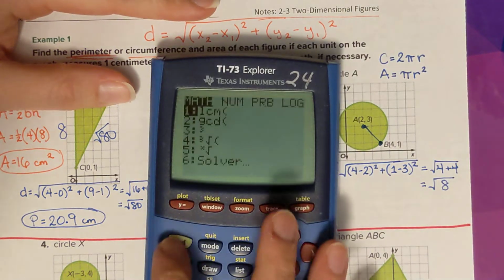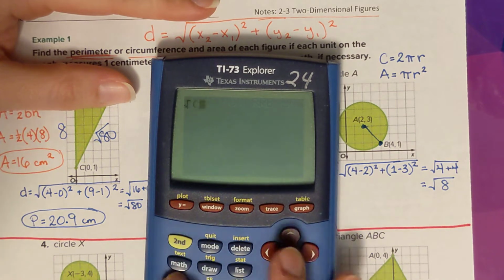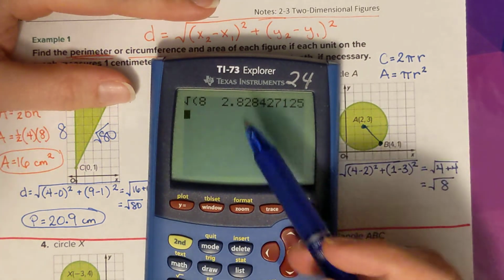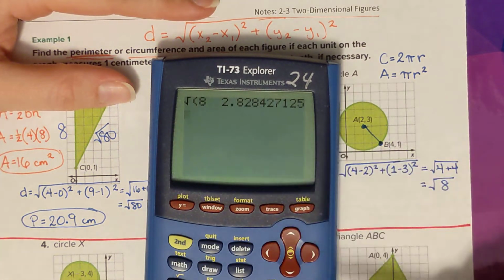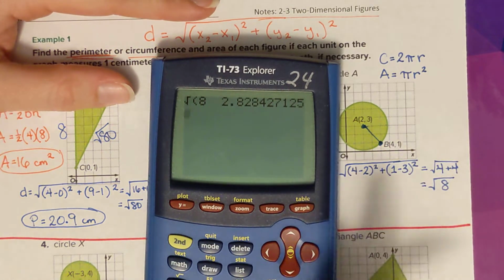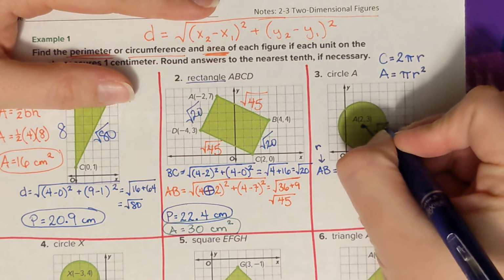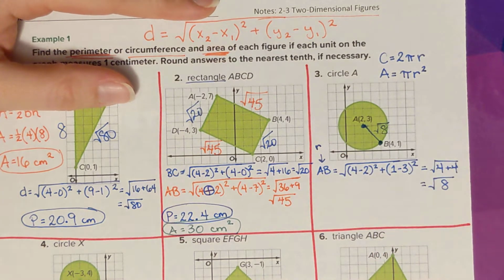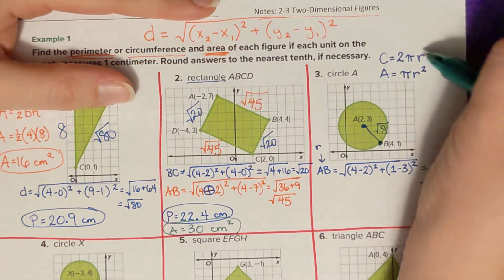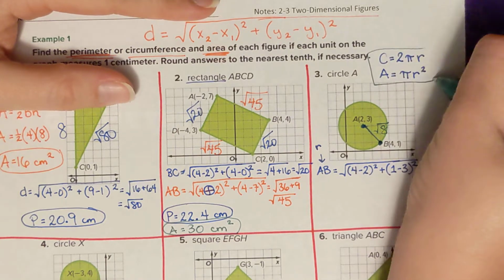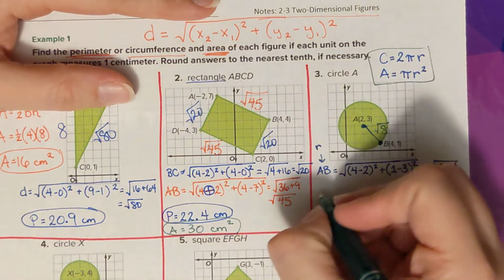And just to prove my point, see, I said our radius was about 2.8. Dang, I'm good. Okay. So that's going to be our radius that we're going to use, square root of 8. So again, now we're just going to do circumference and area, and we're just going to use these two fancy formulas that I just told you.